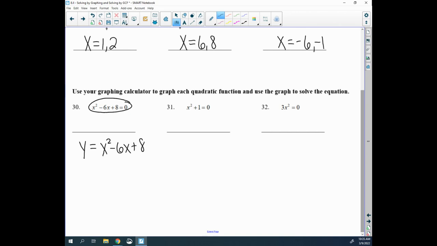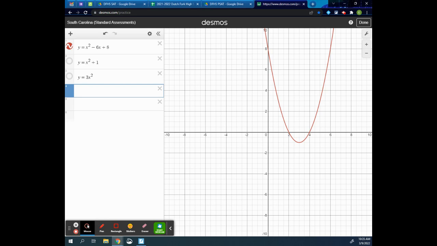Go ahead and pause the video. And I want you to type y equals x squared minus 6x plus 8. Type that into Desmos. Make sure you get the same graph you're seeing on my screen right now.